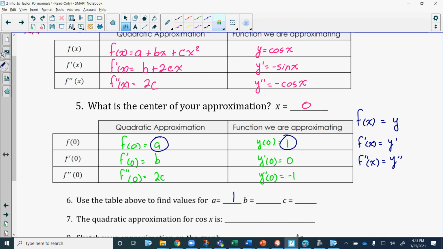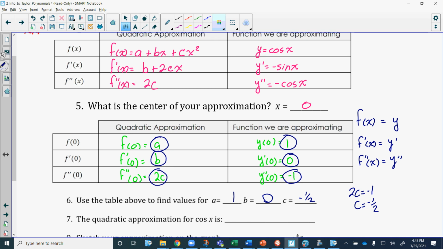If I take f prime of 0, it's going to be equal to y prime of 0, so b in this case is 0. And if I do the same thing, f double prime of 0 is going to be equal to y double prime of 0, so that means 2c is going to be equal to negative 1, meaning that c itself is going to be negative 1/2.